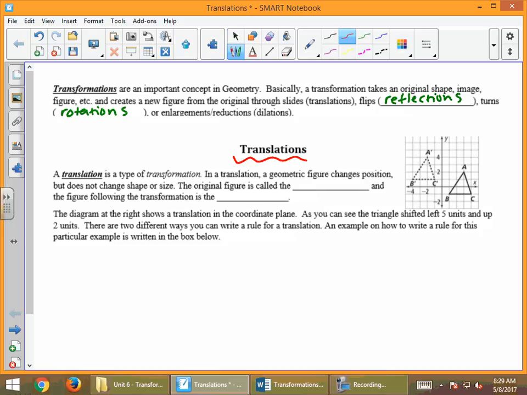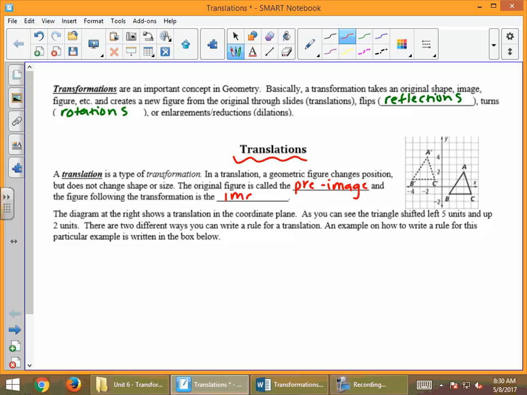A translation is a type of transformation. In a translation, a geometric figure changes position, but does not change shape or size. So essentially with a translation, all you're doing is taking the figure and sliding it to another location in the grid. The shape is staying exactly the same, you're just changing the location. The original figure is called the pre-image, and the figure following the transformation is called the image.